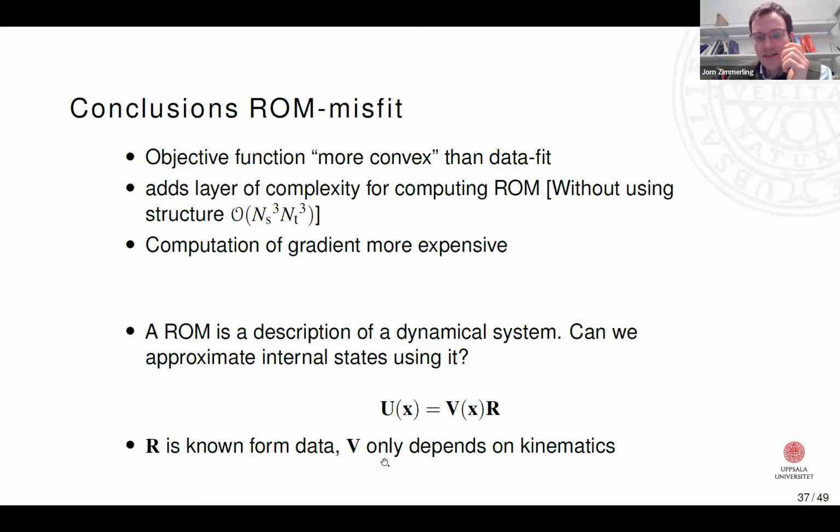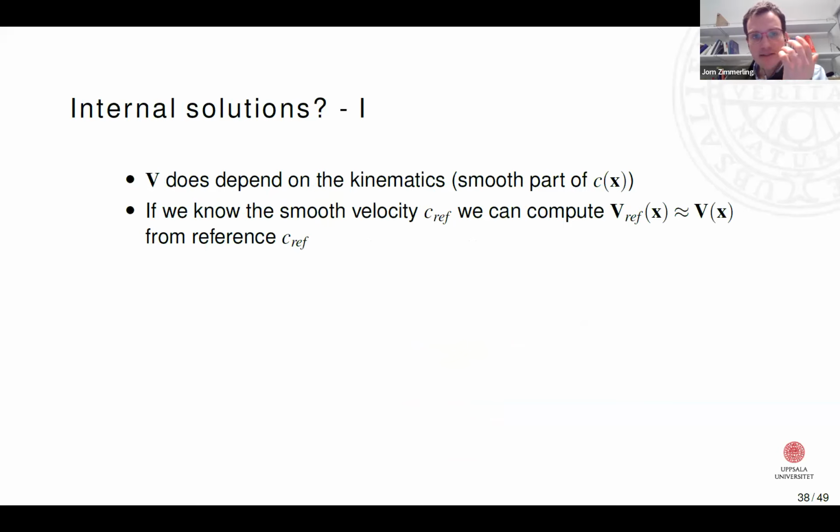But I've said that V sort of only depends on the kinematics, and the scattering effects are, if you will, orthogonalized out. So could we approximate these internal states even though we don't know the medium? And the answer to that is positive. If you know a smooth reference velocity, which you could get from, for instance, doing an inversion, that has roughly the same kinematics, then the orthogonalized snapshots in this reference field are close to the true snapshots that you don't know.